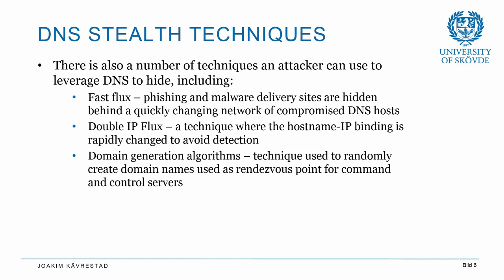Then we have the double IP flux, and this is the technique where the host name IP binding is rapidly changed to avoid the detection. So you basically run over different host names and IP addresses. And then we have various domain generation algorithms, and those are techniques that are used to randomly create domain names, and those are used as rendezvous points for command and control servers in, for instance, botnets.